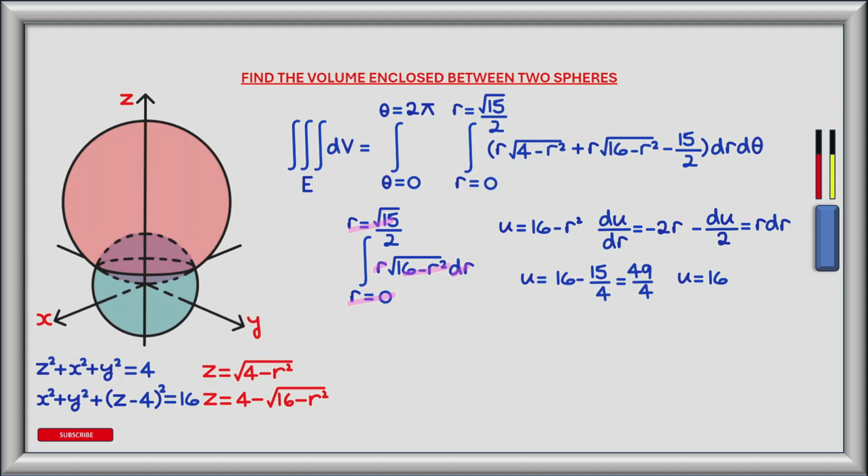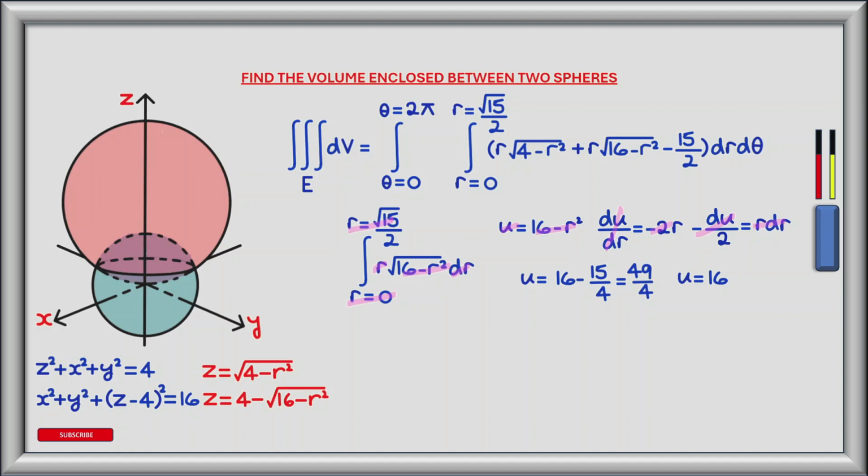And for the middle of the 3 integrals, we want to integrate r equals 0 to r equals the square root of 15 divided by 2, r multiplied by the square root of 16 minus r squared dr. And to do this one, we need to make a substitution. So we're going to let u equal 16 minus r squared. So du by dr is equal to minus 2r, and minus du over 2 is equal to r dr.